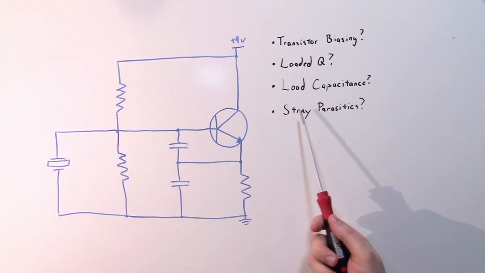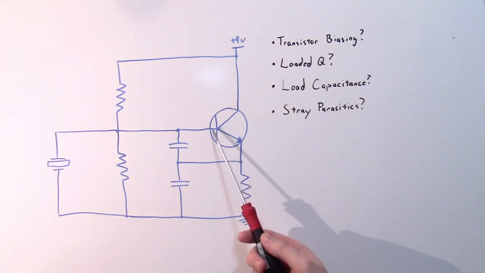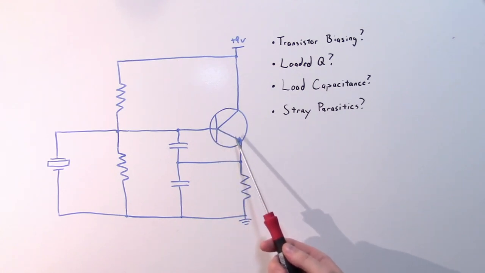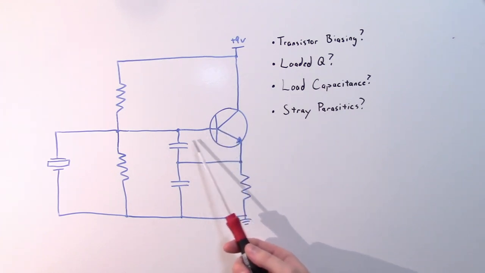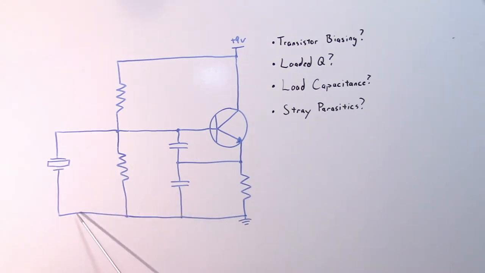Also, don't forget about stray parasitics. We've pretty much ignored these up to this point, but you're going to have some internal base emitter capacitance here, which is directly across our C1, and the crystal itself has some shunt capacitance across it as well. What kind of power output do you want from this oscillator?